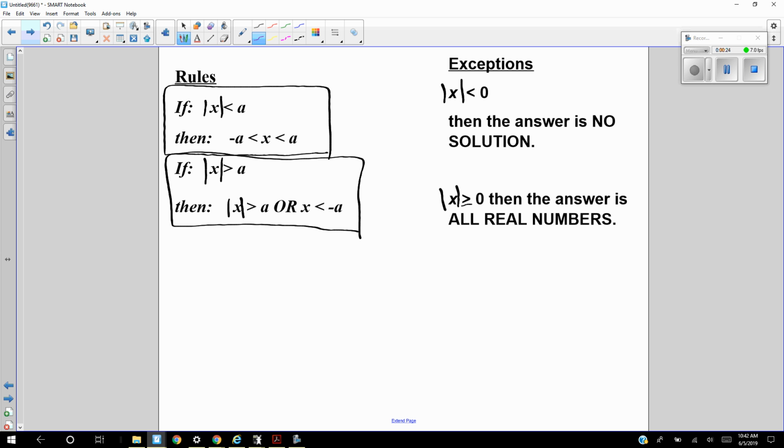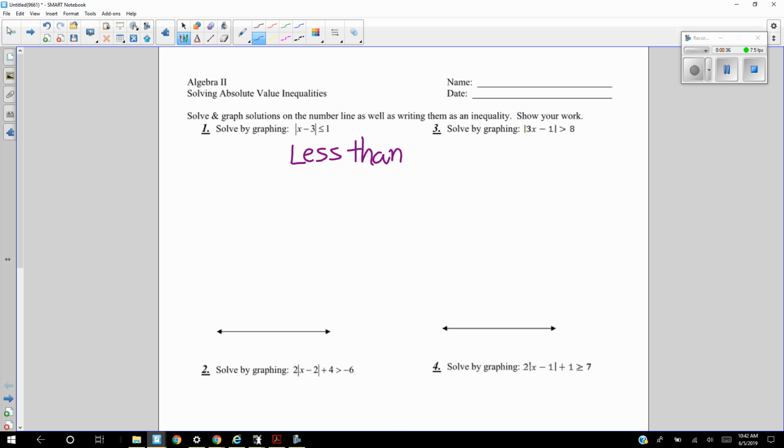But we look at our rules. Which rule is the less than rule? It's this one right here. So the setup for this problem, since the absolute value is isolated, is going to be this right here. And of course, you have to watch out for no solution, but this is not the case since it's not less than 0. So the setup for this problem is going to be x minus 3 is less than or equal to 1 and greater than or equal to negative 1.